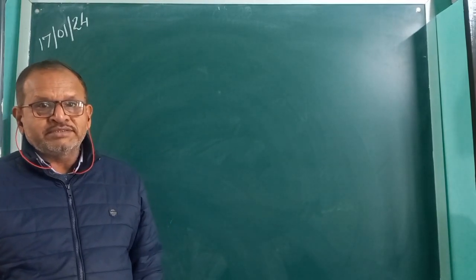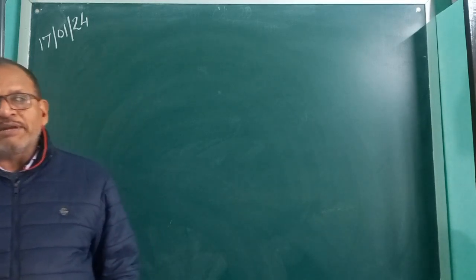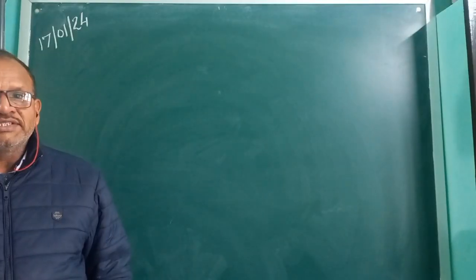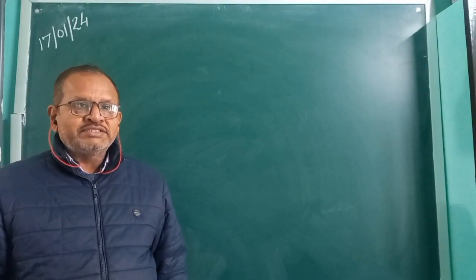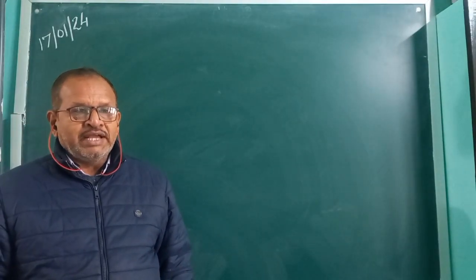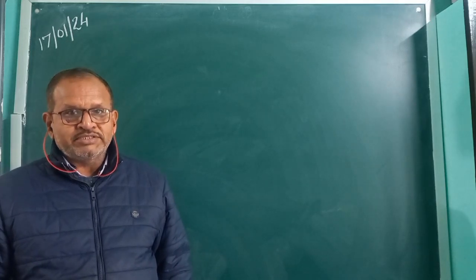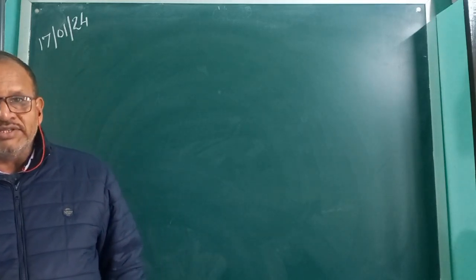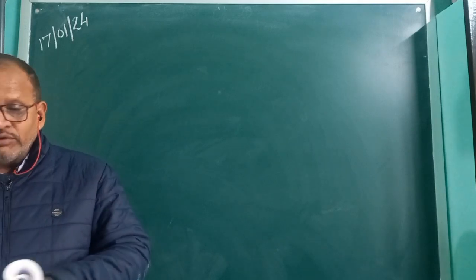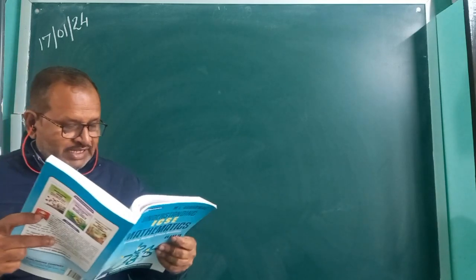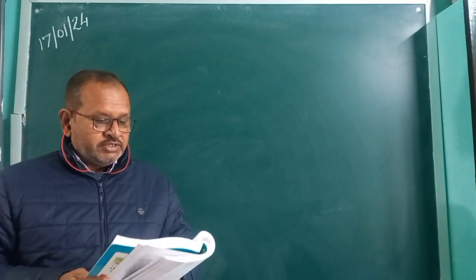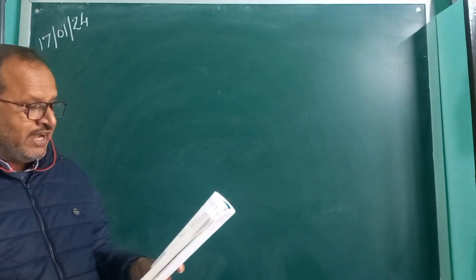Good morning, students. So we have completed two conditions of congruency of triangles. Yes, side, side, side, and side angle side. And we have done some questions based upon these two criteria of the congruency. We will continue some more questions from exercise 10.1. So let us see question number 5.